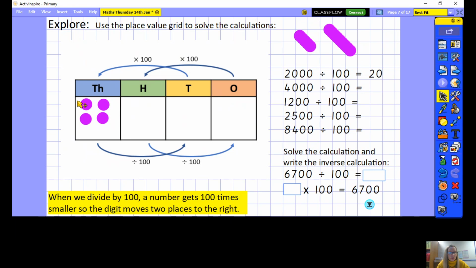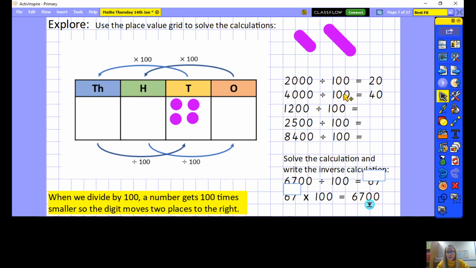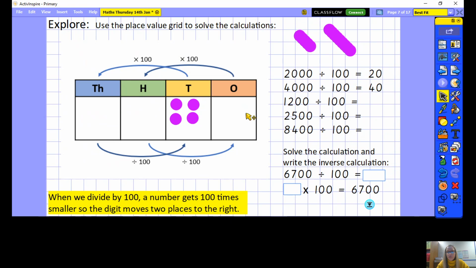So 4000 divided by 100, we move across 2 spaces, 1, 2, and then we can write our answer. So our answer is we've got 4 tens and 0 ones. So we've got the answer 40 then. So 4000 divided by 100 equals 40. Look at how we can use numbers now to solve our question.